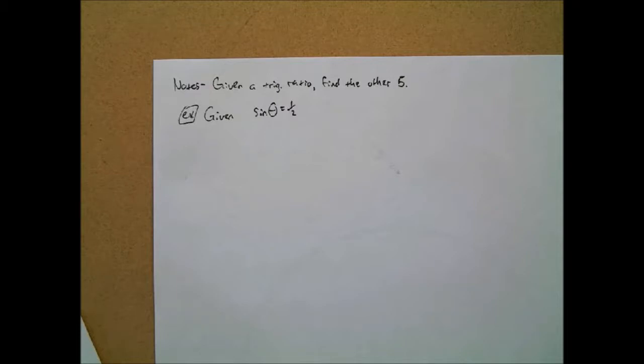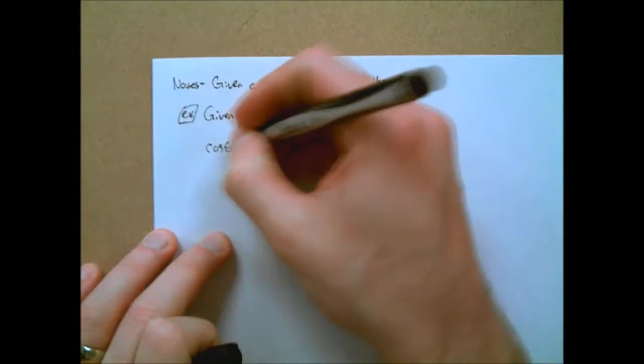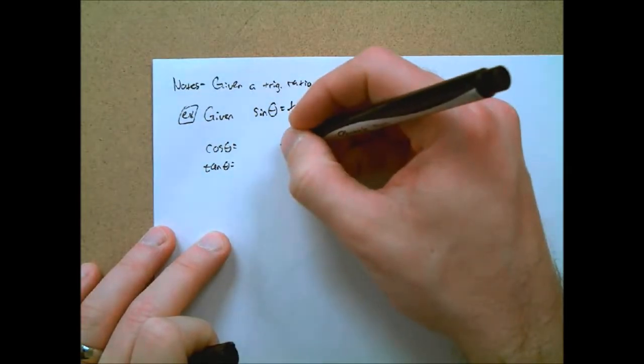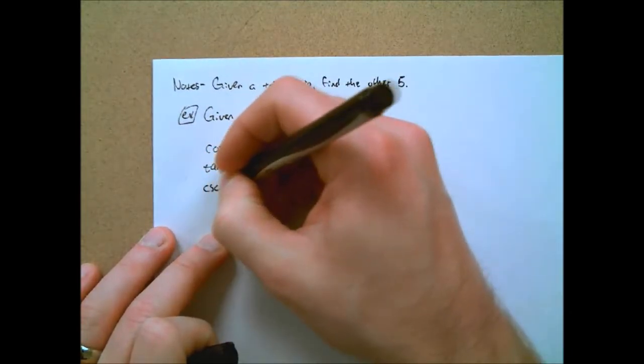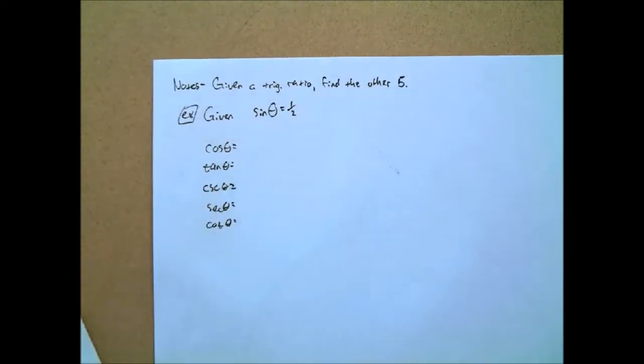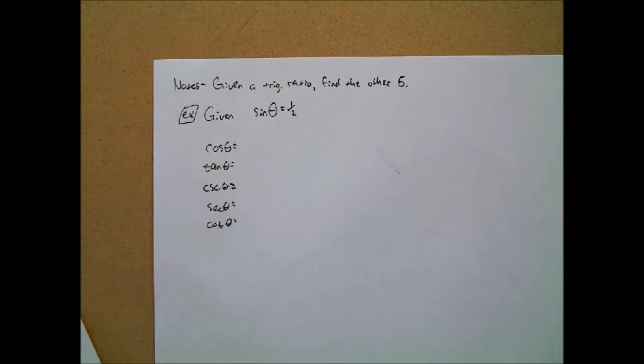But now we're doing something backwards. Instead of finding sine of an angle, we're given what the ratio is, and we have to come up with, if this is true, then what is cosine of theta? What is tangent of theta? What is cosecant? What is secant? And then what is cotangent? We're going to come up with all these other trig ratios based off just that one piece of information, that sine of theta is equal to 1/2. So, any thoughts on that? How might we go about doing this?